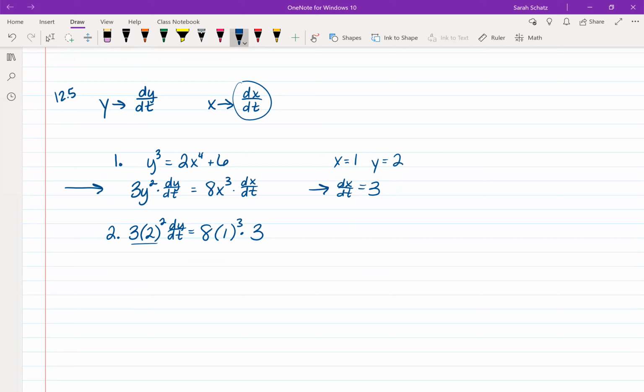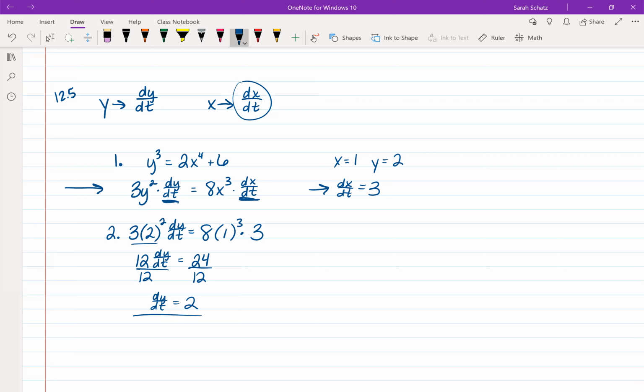Be careful with order of operations here. This is 3 times 4, so we get 12 dy dt equals 8 times 1 times 3, so equals 24. And then divide both sides by 12. And we just get dy dt equals 2. So very much like the implicit that we've been doing, but we are taking all derivatives with respect to time. So every derivative gets that extra piece.